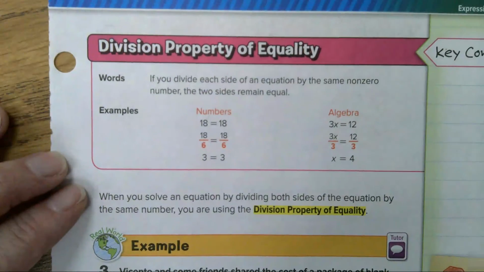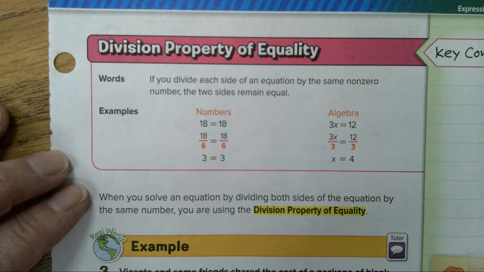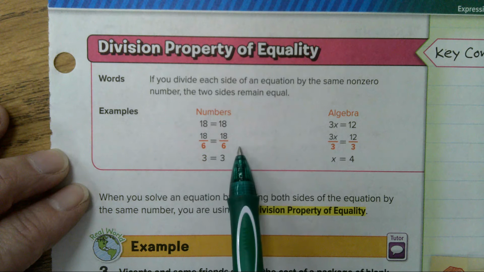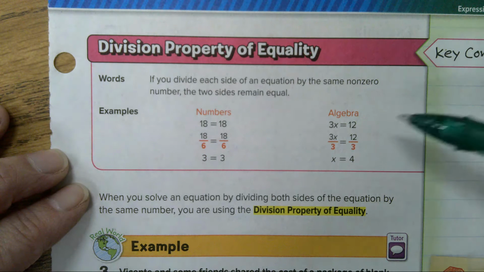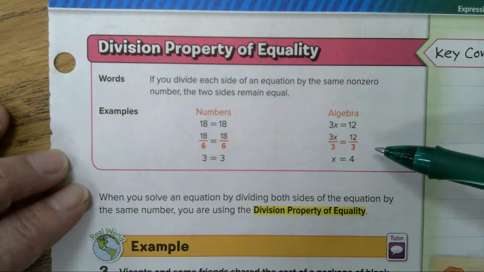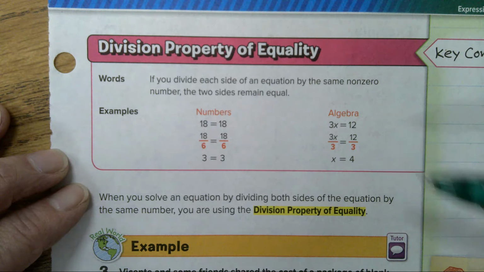All right. Our next page. There's the rule or the property that's called the division property of equality. It just says if you divide both sides by the same number, your equation is still balanced. Here it shows it in algebra. It's just what we've been doing. And what we've been doing is called the division property of equality.